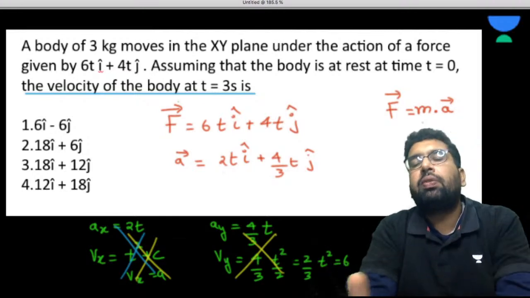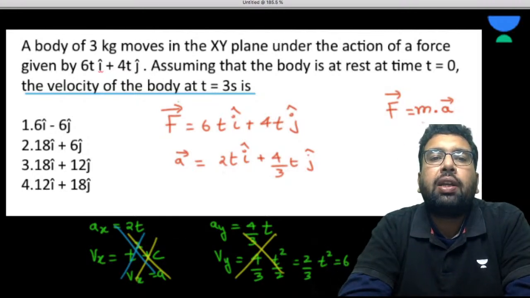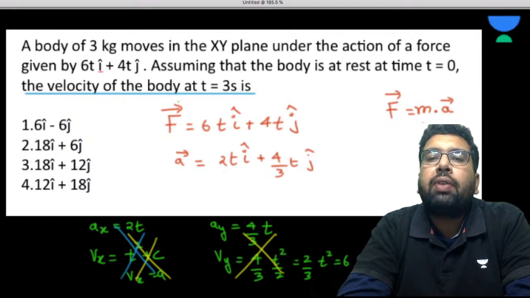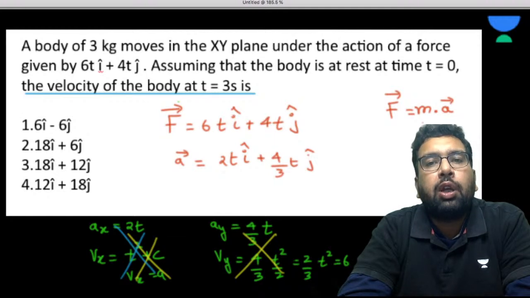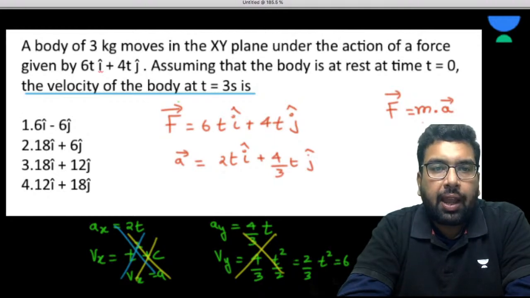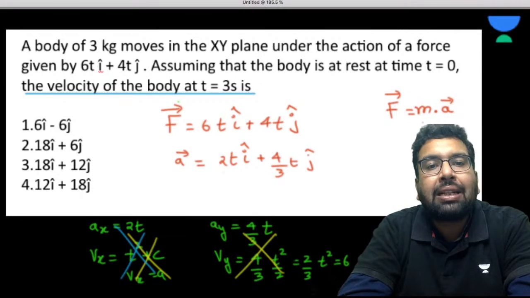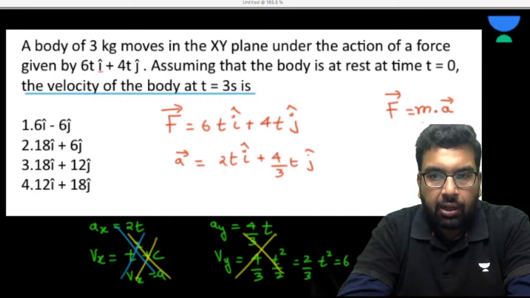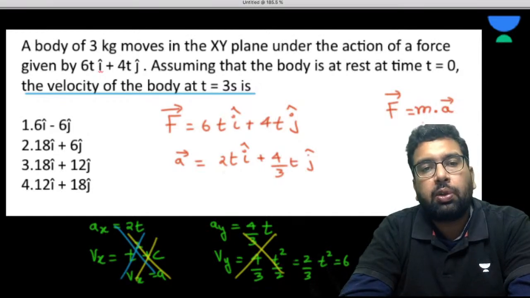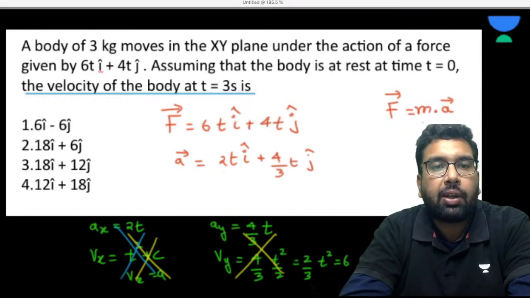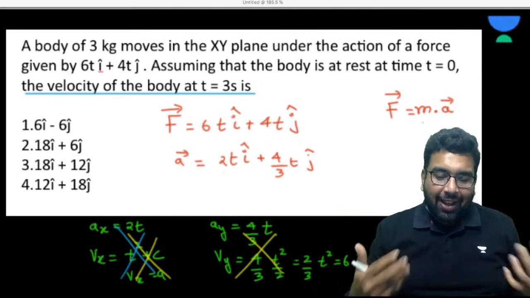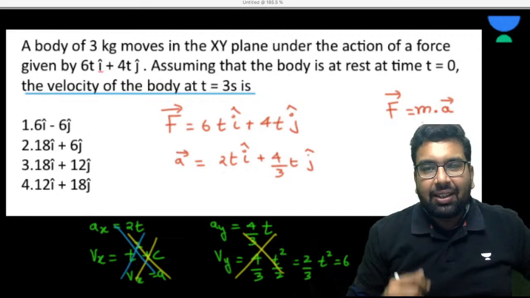So first of all, let's read the question carefully. A body of 3 kg moves in XY plane under the action of force given by this. So force is given. Assuming that body is at rest at time t is equal to 0, so this is initial velocity, and the velocity of the body at t is equal to 3 seconds. Okay. It is not asked between 0 to 3. No, no, no. I am sorry because I haven't read the question carefully. Sometimes hurrying the things is also disastrous.